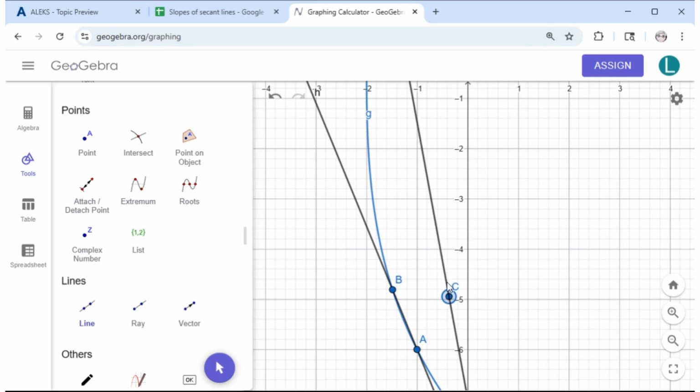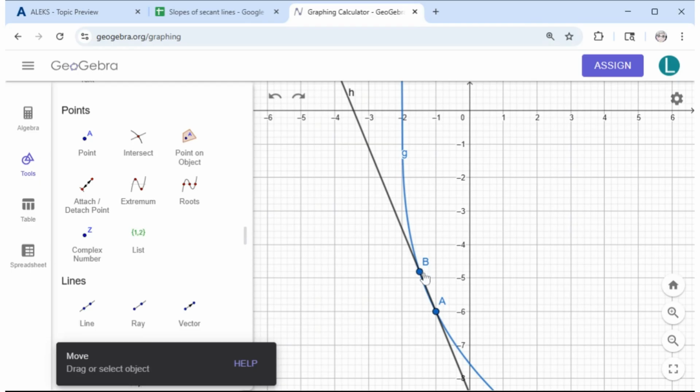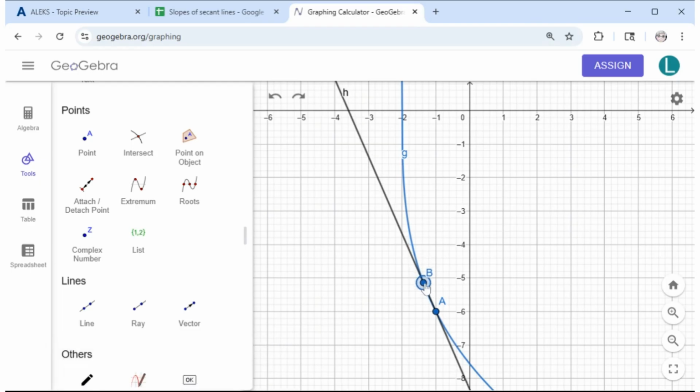If, however, we were, whoops, I left the point tool on. Let me get rid of that. All right. If we were to move this point B closer and closer, you can see how the slope of the line is changing a little bit. The slope is getting more and more close to what the slope would be exactly at that tangent point. We can't actually get to that point. If you put B on top of A, the line doesn't exist anymore, so it winks out of existence there. But if you're really close, you're going to see a line that's very close to what the slope would be.